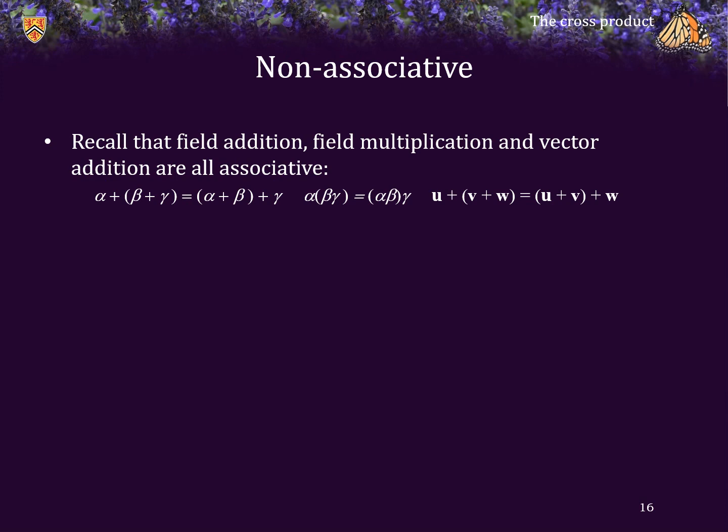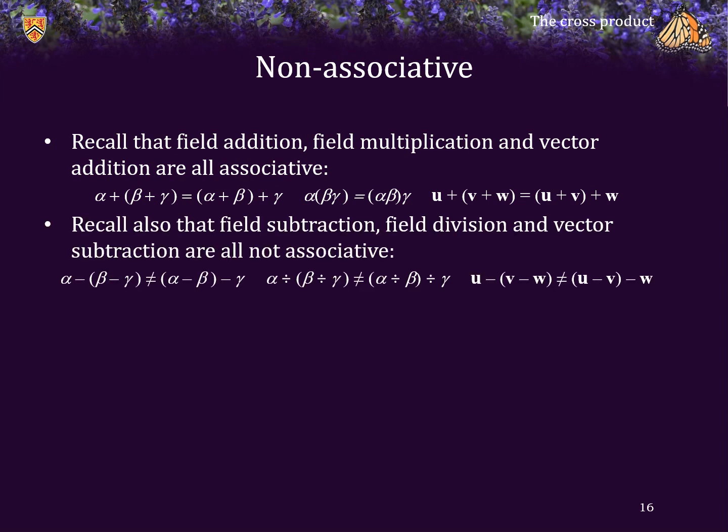Now recall that field addition, field multiplication, and vector addition are all associative operations. And to show this, we had to show that this was true for all possible values in the field or in the vector space. Recall also that field subtraction, field division, and vector subtraction are all not associative. So in general, these relationships do not hold. To show that something is not associative, you simply have to give one counterexample.